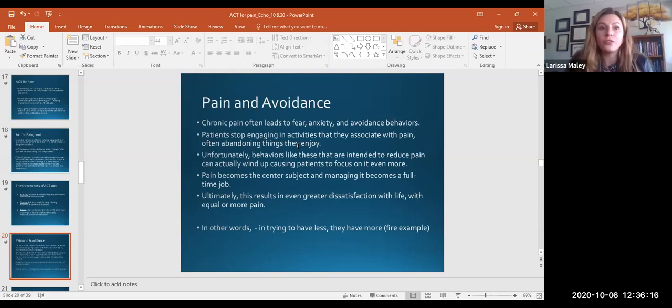And so now they have even more pain, so what are they going to try to do? They're going to try to avoid it with the one strategy that is useful for them in the short term. So in other words, in trying to have less, they end up having more. And this is really interesting. There was a study that looked at what's happening with chronic pain patients in how quickly they can apply willingness to get relief.